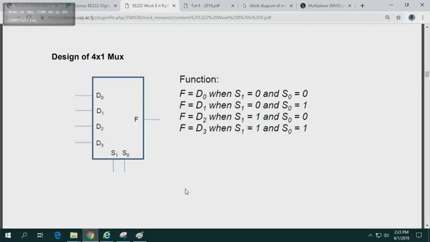F is the output function. Similarly, if you have a 1, 0, you have D2. And if you have a 1, 1, D3 will come to the output. So can you see 2 sets of input? Firstly, the data lines. Secondly, the selector lines. And then only 1 output.